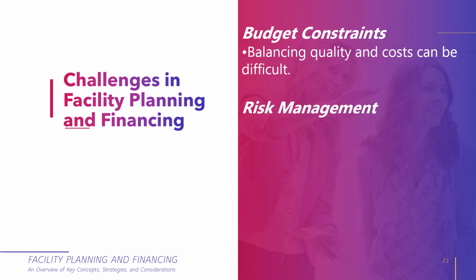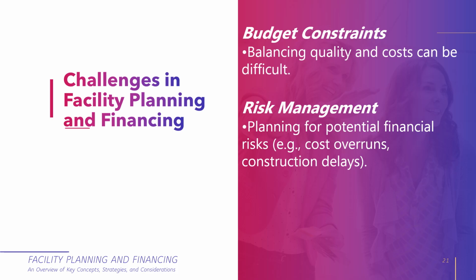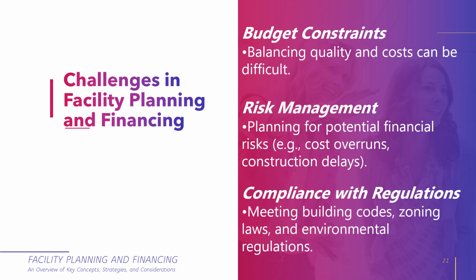We also have risk management, planning for potential financial risk, for example, cost overruns and construction delays. Risk management is the process of identifying potential problems or dangers and figuring out ways to avoid or minimize them. Compliance with regulations, meeting building codes, zoning laws, and environmental regulations. Basically, it means following the rules or laws set by the government or other authorities.